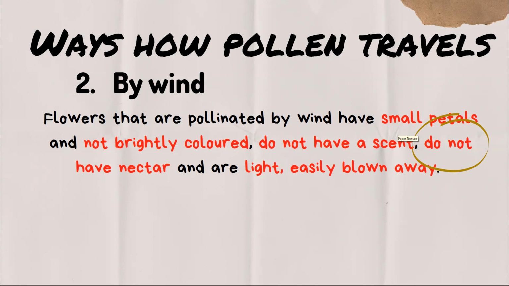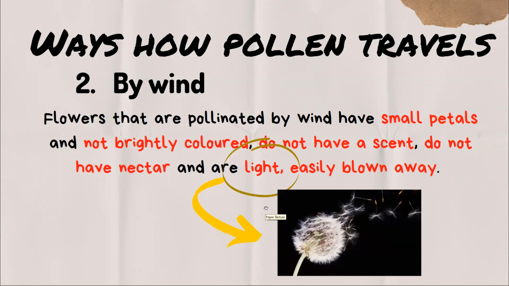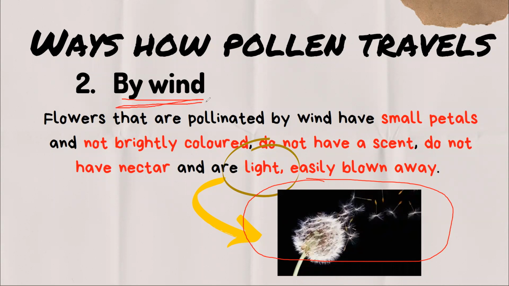All right. Last but not least, they are light and easily blown away. Class, remember earlier in this topic I said some of you might have seen a dandelion and how it floats. Always remember the number one thing I want to highlight here: anything that is dispersed or pollinated by wind must always be light. Because think about it, if they are not light, would they be able to disperse or be carried away by the wind? The answer is no. So always remember that. Is that okay, class?